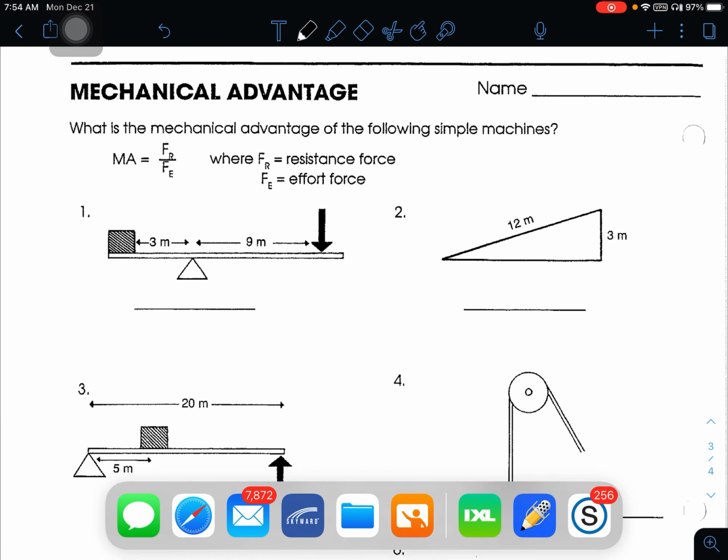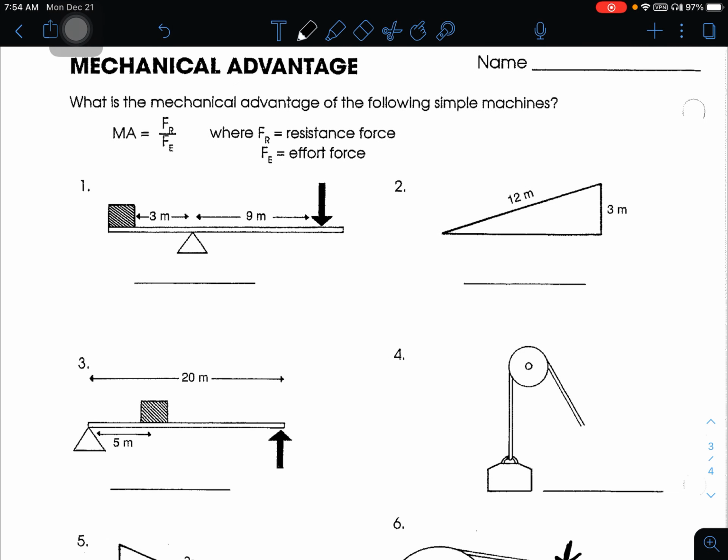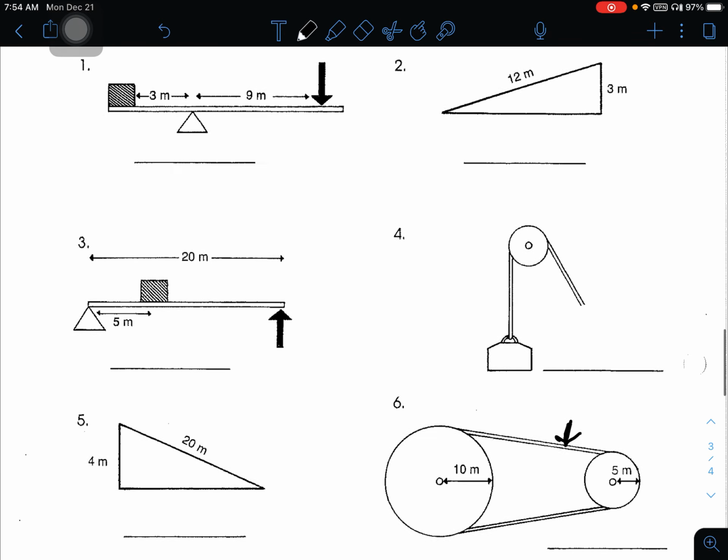So what I'm going to have you do is go back and look at the formulas for each of the simple machines, and calculate out the mechanical advantage. Write out your numbers, MA equals, and show me how you're going to set it up. Show me the work. And then you're going to write your MA, your mechanical advantage, for each of these machines based on the formula that you used.